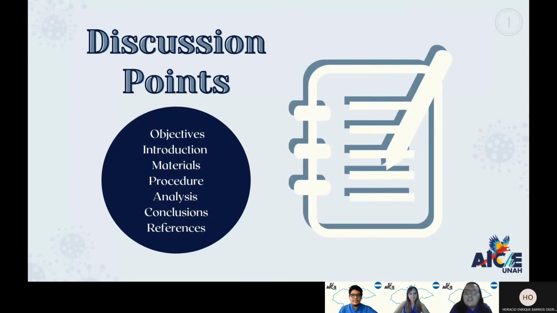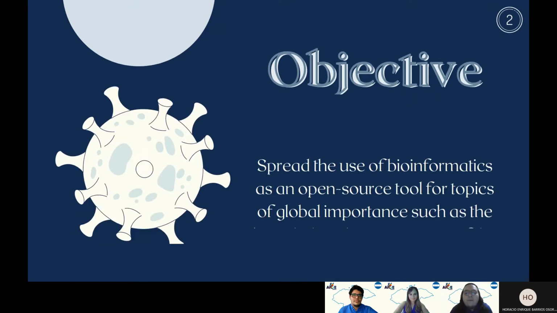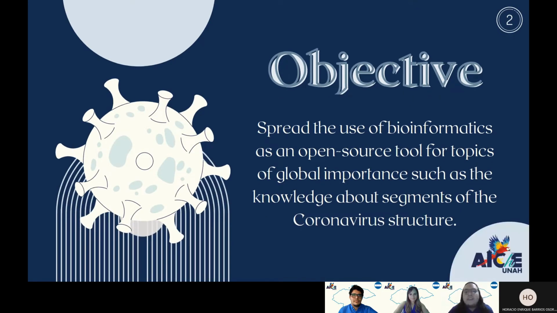These are our discussion points: objectives, introduction, materials, procedure, analysis, conclusions, and references. To start, our objective is to spread the use of bioinformatics as an open source tool for topics of global importance, such as the knowledge about segments of the coronavirus structure.